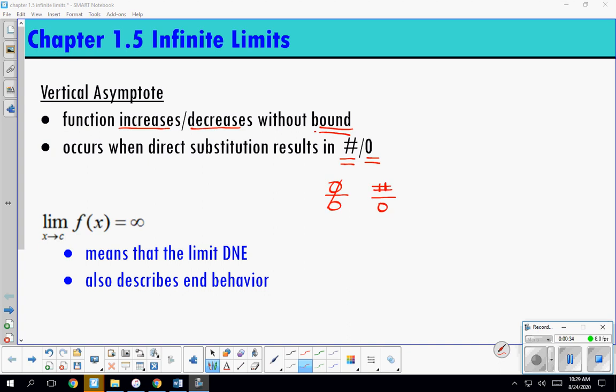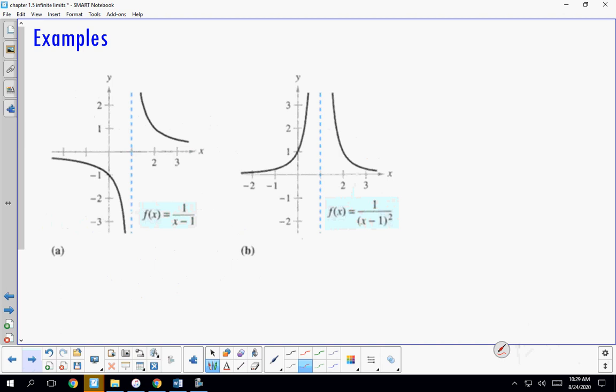So when we're saying that a limit equals infinity, we're saying it doesn't exist. We're still saying that it doesn't exist because infinity is not like a real number that exists. But infinity does describe the end behavior. So it kind of goes one step further to say why it doesn't exist, because it approaches infinity, because it goes up forever and ever and ever. So here are some examples.